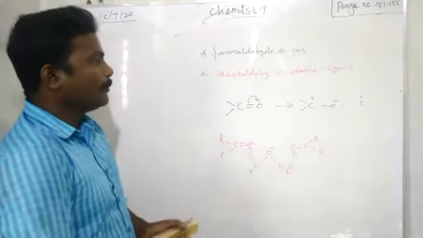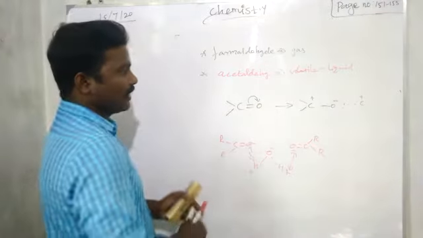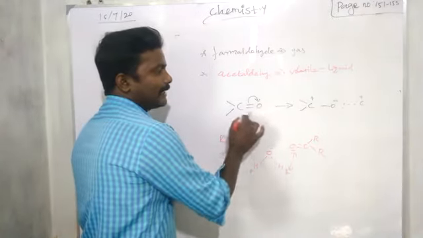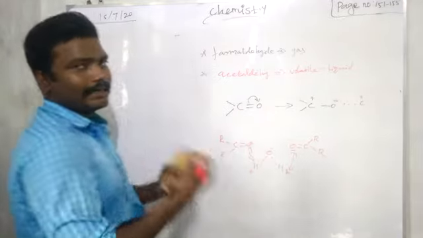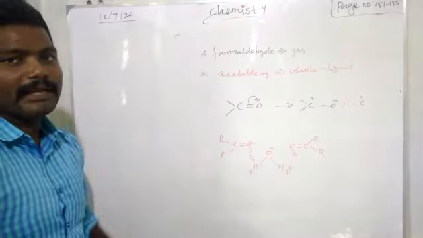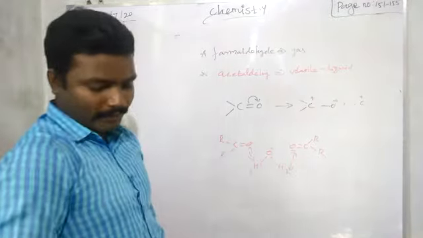Okay, then dipole moment. What do you mean by dipole moment? Already we have seen, the highly electronegative oxygen attracts the electron towards itself. That attraction makes a negative and a positive charge. So if we find the dipole moment, it has some amount of dipole moment, right?